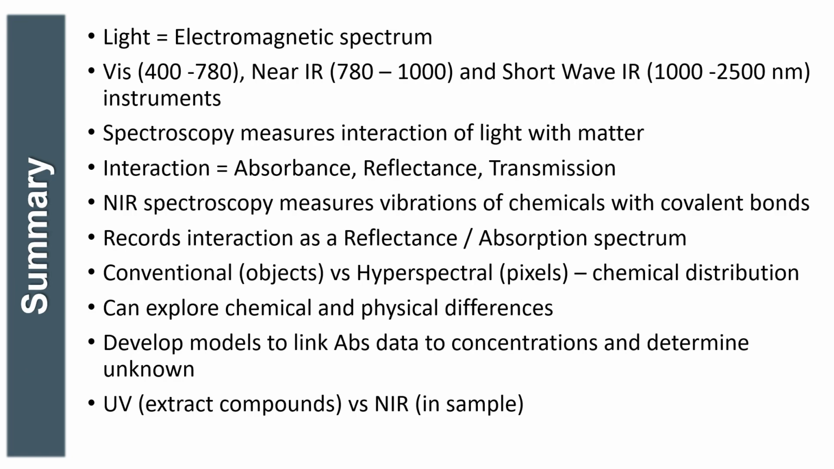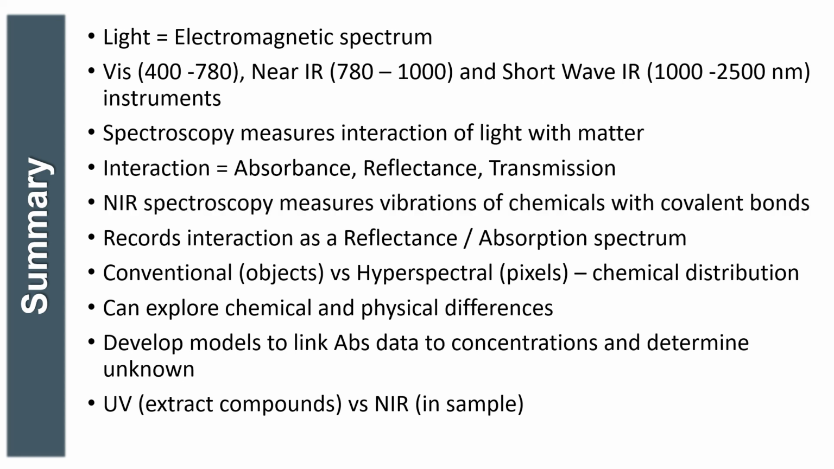To finalize, let's briefly go over the points discussed. We said that light is actually radiation which forms part of the electromagnetic spectrum. Visible and infrared light is part of the spectrum and spans the indicated wavelength regions. Spectroscopy measures the interaction of light with matter. The interaction involves the absorption of energy and the reflectance and transmission of light.